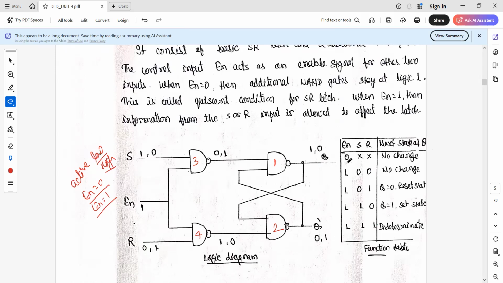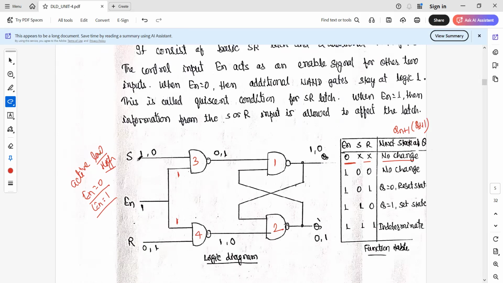If you see the truth table here, when enable is 0, NAND gates 3 and 4 are not going to work. So S and R are both don't care, and the next state is no change. This one we can represent as Qn plus 1, or as Qt plus 1. Now when enable is 1, that means for both NAND gates 3 and 4, one input is 1. That we are sure about.